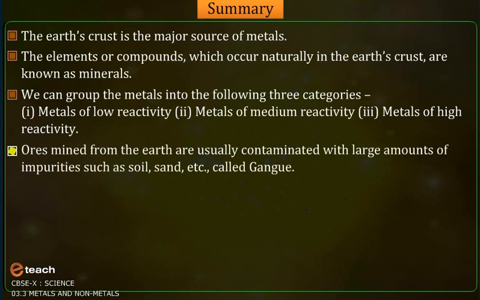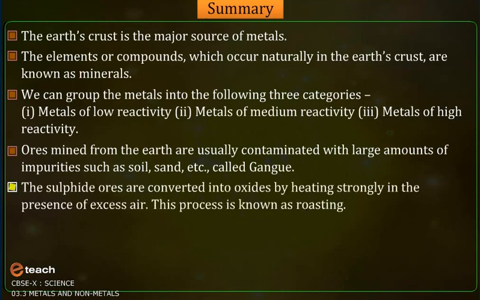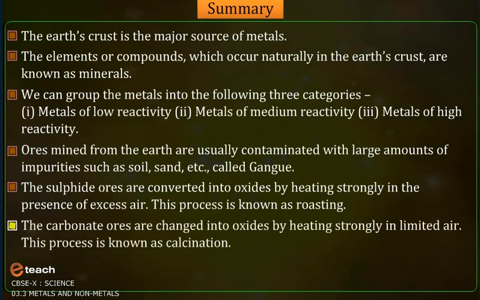Ores mined from the earth are usually contaminated with large amounts of impurities such as soil, sand, etc., called gangue. The sulfide ores are converted into oxides by heating strongly in the presence of excess air. This process is known as roasting. The carbonate ores are changed into oxides by heating strongly in limited air. This process is known as calcination.